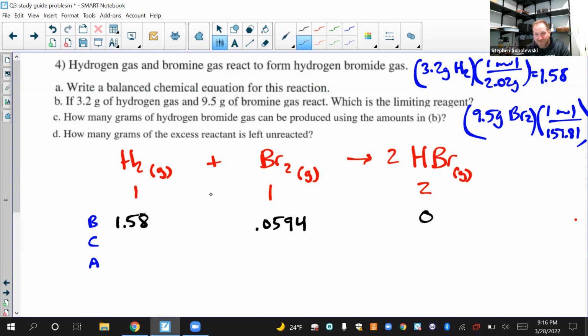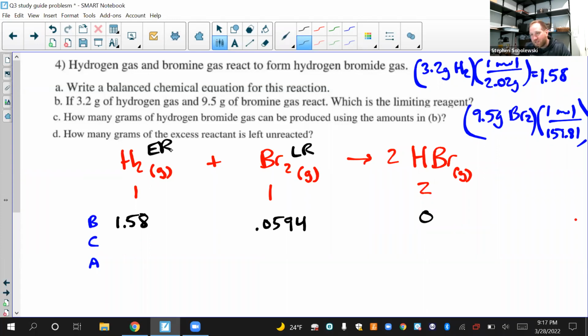And in this case, it's not even close. I mean, look at that. So clearly the Br2 is going to run out first because there's nothing compared to the H2. So that's my LR, limiting reactant, and that's my ER, excess reactant. So part A is done, part B is done. Let's complete our BCA table. That'll help us with C and D.